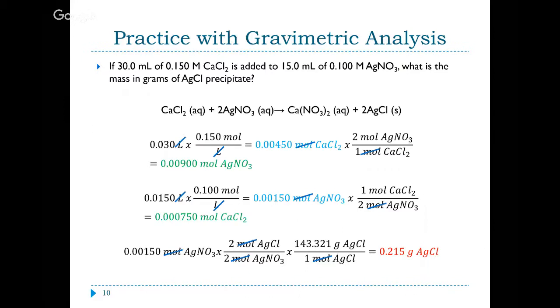So if 30 milliliters of a 0.15 molar calcium chloride solution is added to 15 milliliters of a 0.100 molar silver nitrate solution, what is the mass in grams of our silver chloride precipitate?